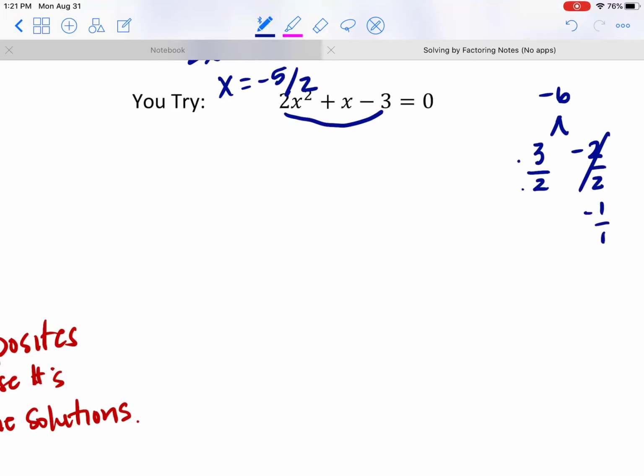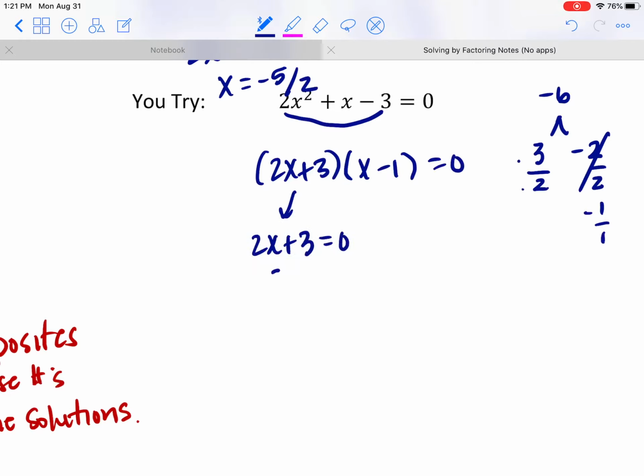This is going to make 2x plus 3 a factor. And this is going to make 1x minus 1 a factor. And then here we can see, to make this factor equal 0, we would have to subtract 3 and divide by 2. And then here we see we'd have to add the 1 over. Right? If x minus 1 has to equal 0, we add the 1 over, so x equals 1 is our second solution.